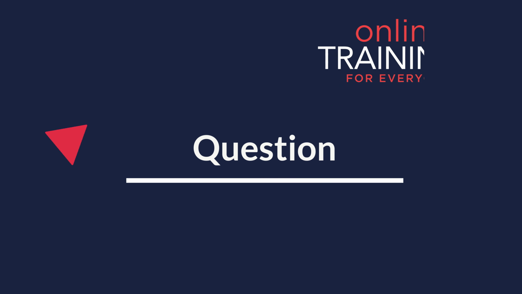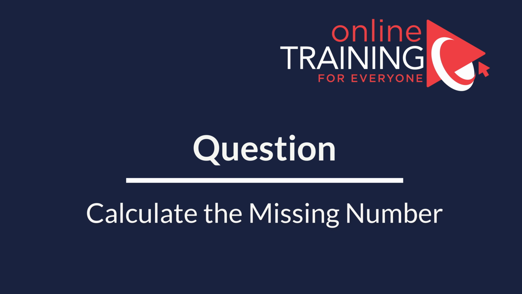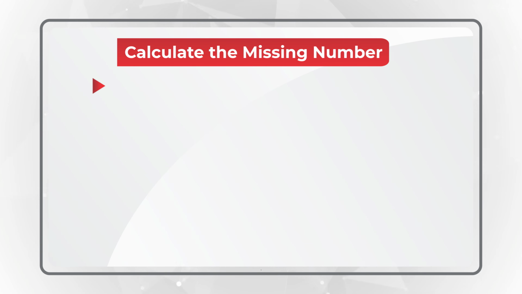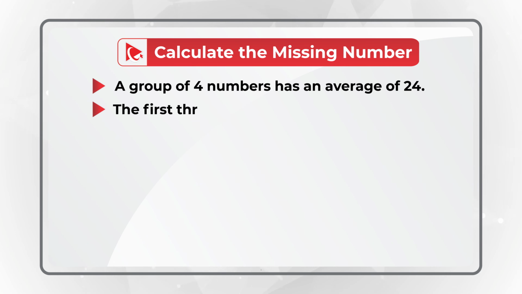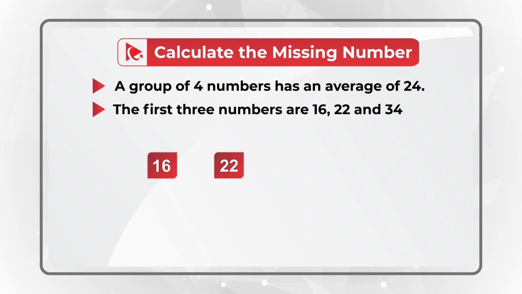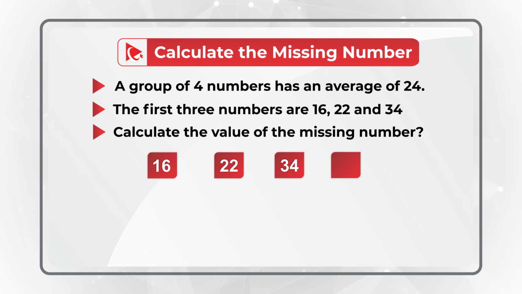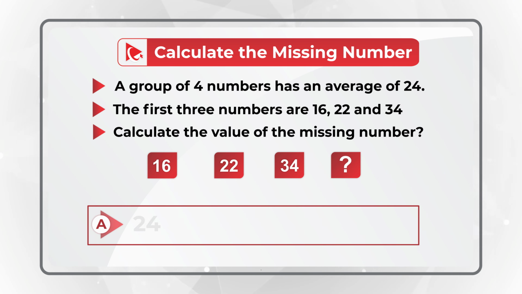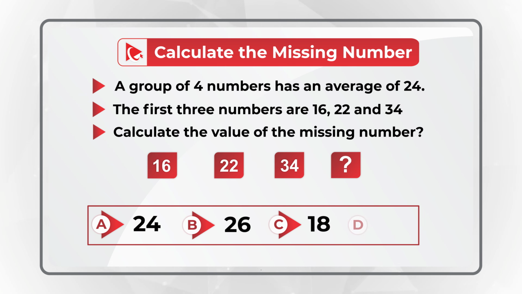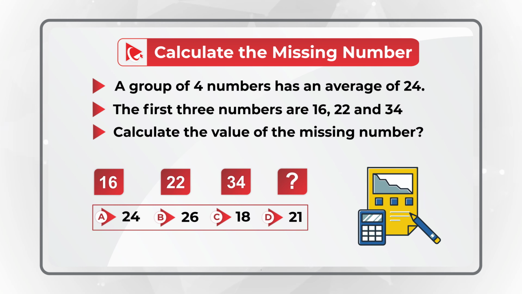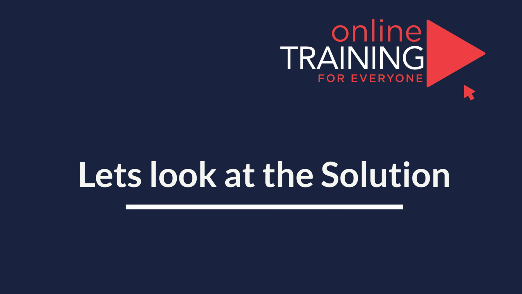Here's one of my favorite questions where you need to do mental math calculations. You're presented with a group of 4 numbers, and this group has an average of 24. The first 3 numbers are 16, 22, and 34. You need to calculate the value of the missing number, which is represented as the question mark. And you have 4 different choices. Choice A, 24. Choice B, 26. Choice C, 18. And choice D, 21. Can you do the math? Did you find the answer? Let's move forward so we can get to the correct solution together.